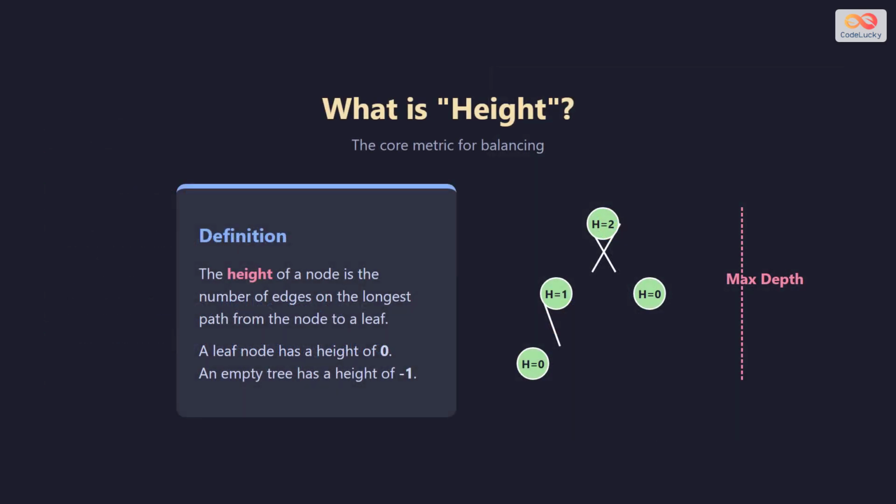To check for balance, we need to understand height. The height of a node is defined as the number of edges on the longest path from that node down to a leaf node. A leaf node itself has a height of 0. If the tree is empty, we conventionally say its height is -1.